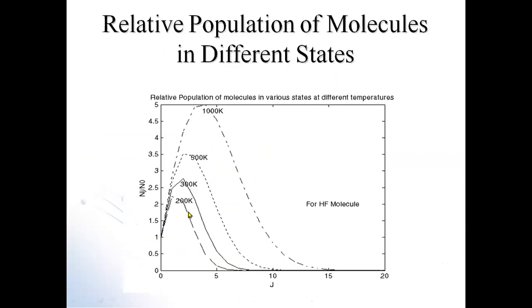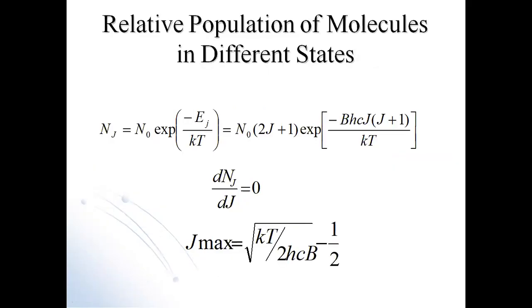You see, as temperature increases, the peak of the curve is shifting towards the higher quantum number. When you calculate it, you have to find out which quantum state J is highly populated. Suppose you are working at room temperature, 300 degree Kelvin, for the HF molecule, you can find out this is the quantum number, the rotational state which is highly populated, and that can be done with the help of a simple expression.